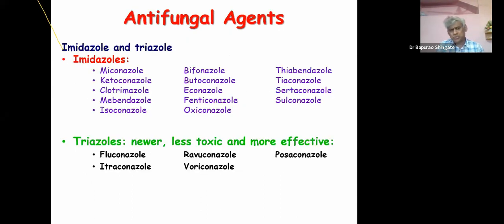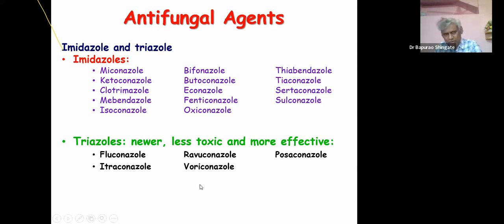As I told you regarding two types of azole antifungals, one is imidazole based antifungals like miconazole, bifonazole, ketoconazole, etc. And triazoles, again, there are two types of triazoles we will discuss. These triazoles are newer, less toxic, and more effective. The examples are fluconazole, ravuconazole, posaconazole, itraconazole, voriconazole.